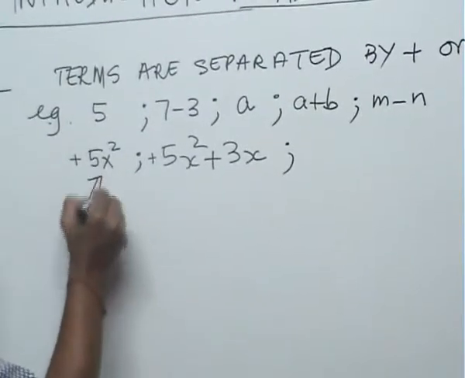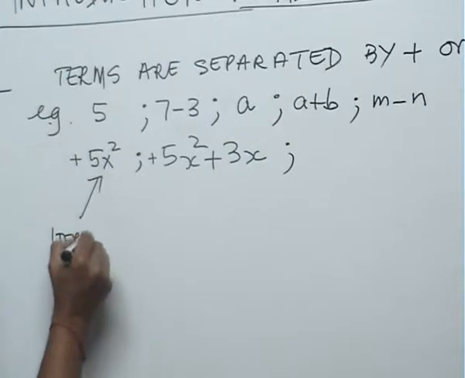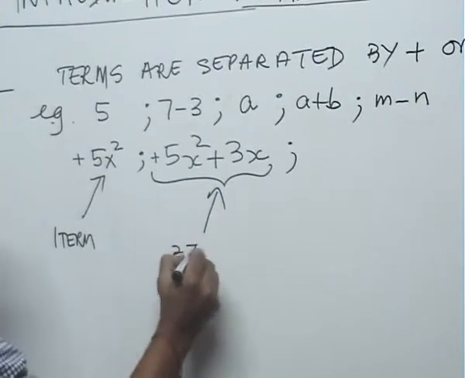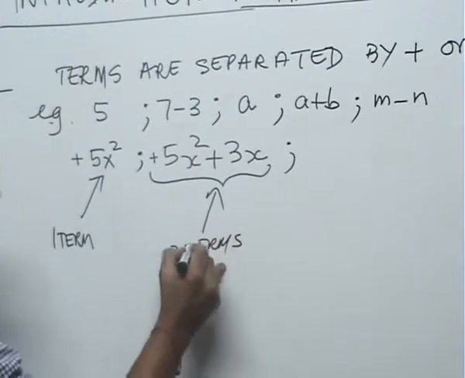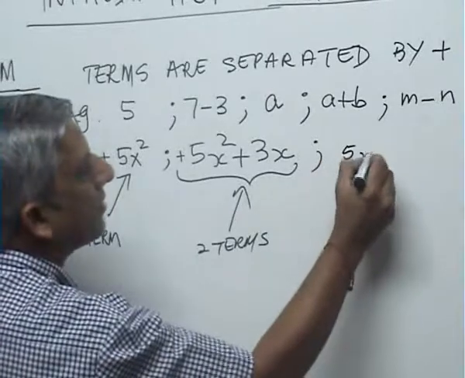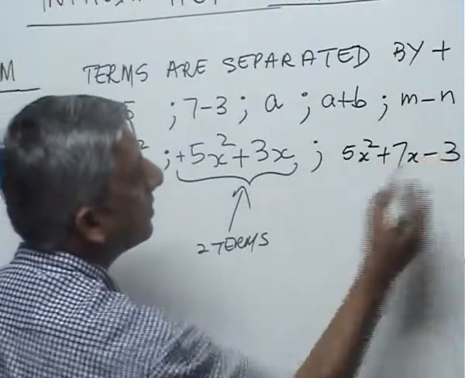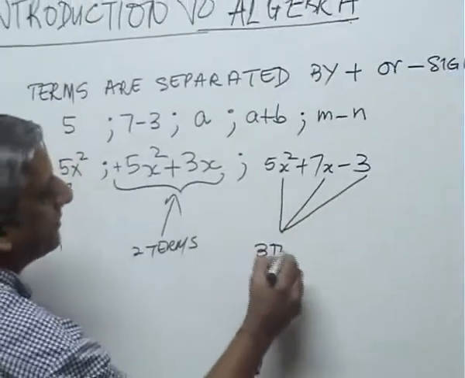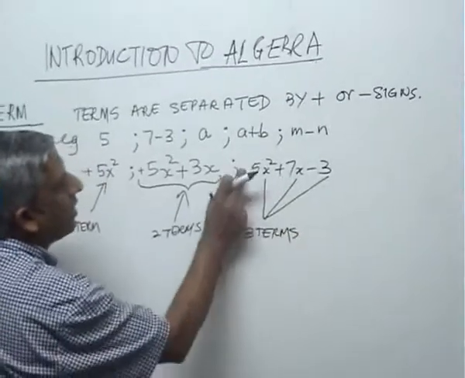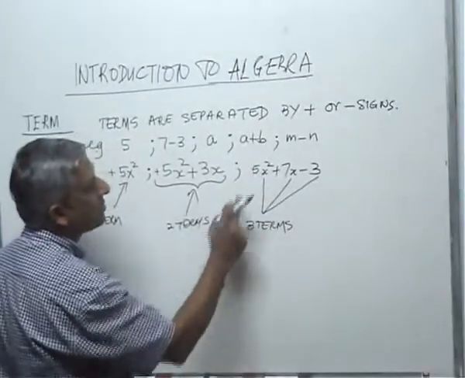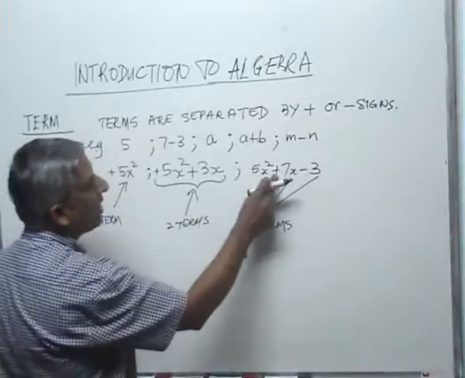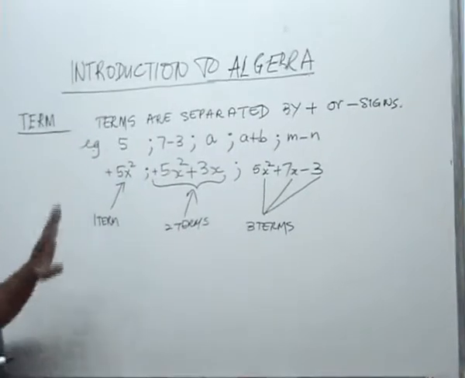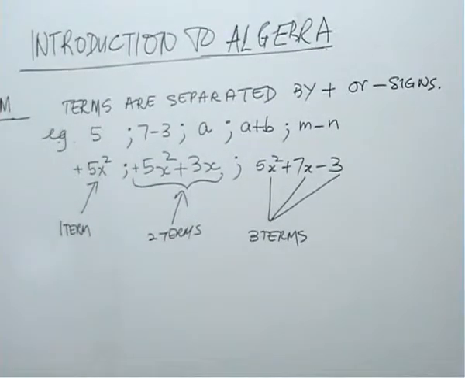So in other words, in this one you got one term. In this one you got two terms. And in this one we got three terms. There's a plus here, so there's three terms here. Plus 5x squared is one term, plus 7x is another term, minus 3 is another term. So terms are separated by plus or minus signs.